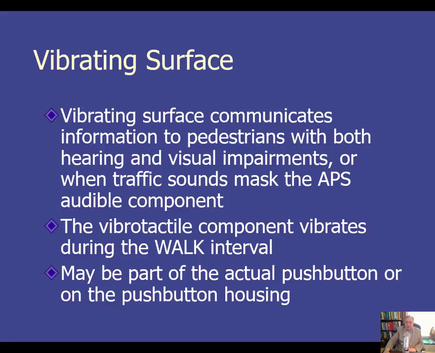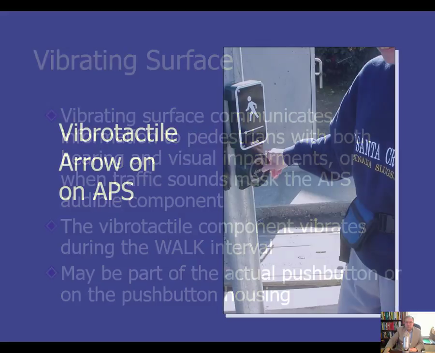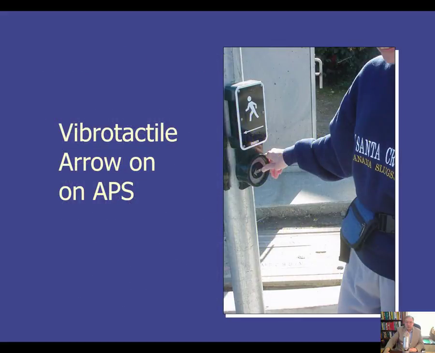So a vibrating surface, an arrow that vibrates, for example, is helpful to somebody who has a hearing loss and a visual loss. And it's also helpful if the sounds of the traffic are just too loud. It's something that then can be felt rather than heard. And it could be a part of the push button or it could be on the housing, but not actually the button itself. Here's an example of one.